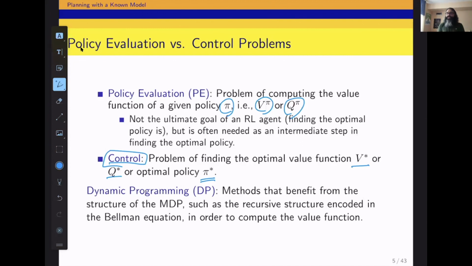This is the dynamic programming structure in MDPs. Several planning methods and RL methods essentially benefit from this dynamic programming type of approach to find the value function. Okay, any questions so far?